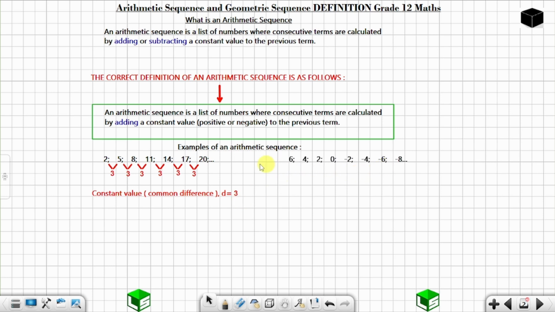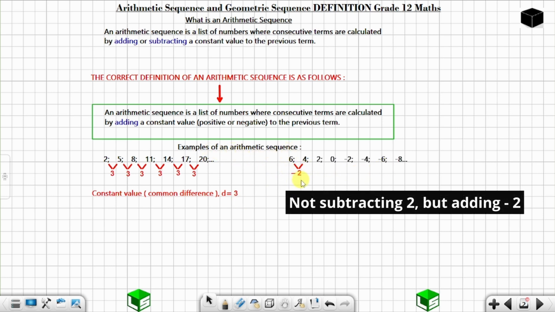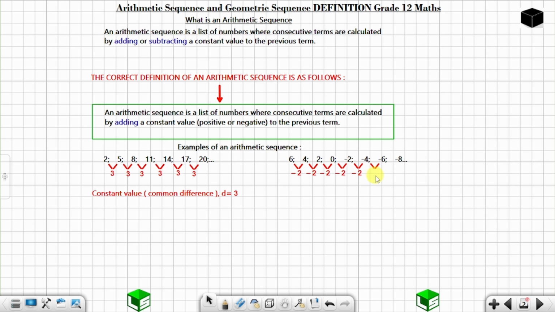Another example of an arithmetic sequence. You can see negative 2 is added to the previous term to find the next term. Negative 2 is added to the previous term to find the next term, okay. You can see.